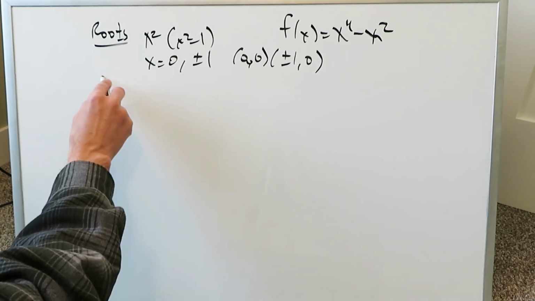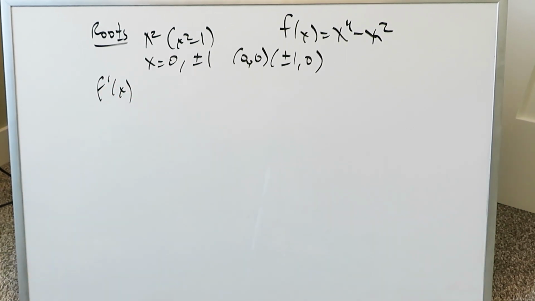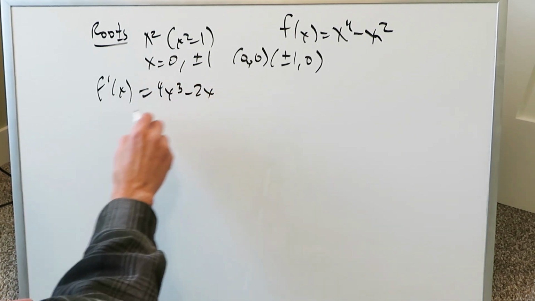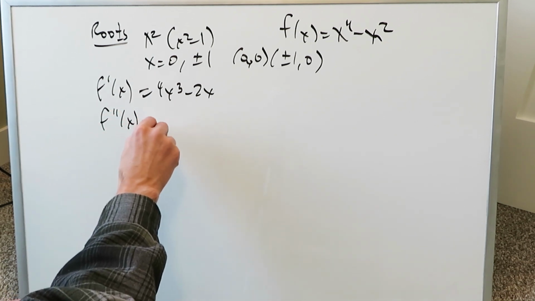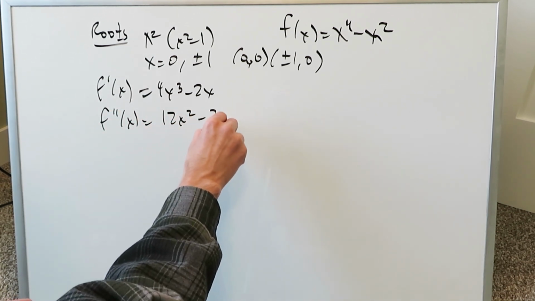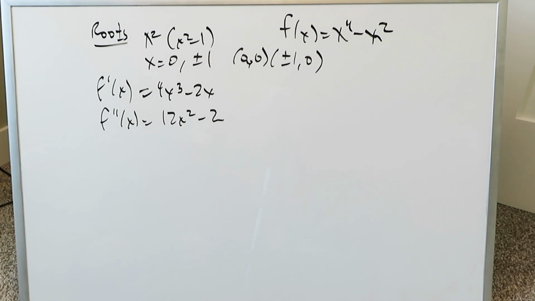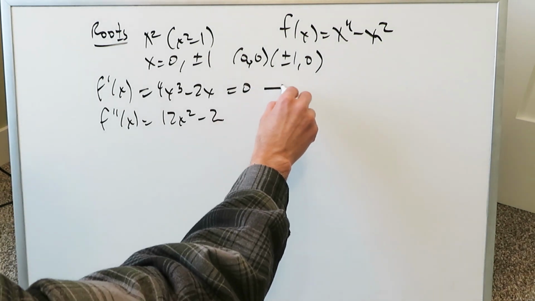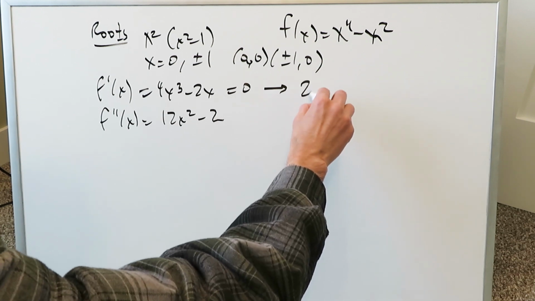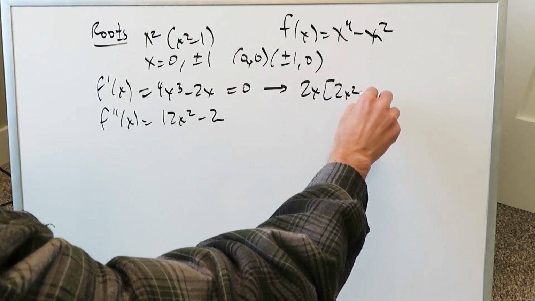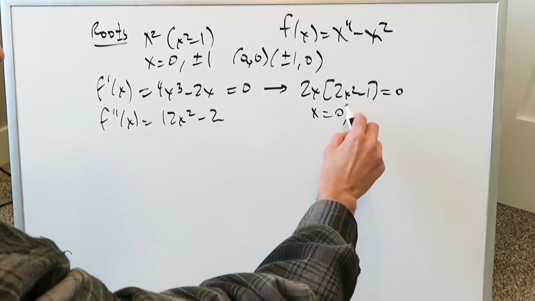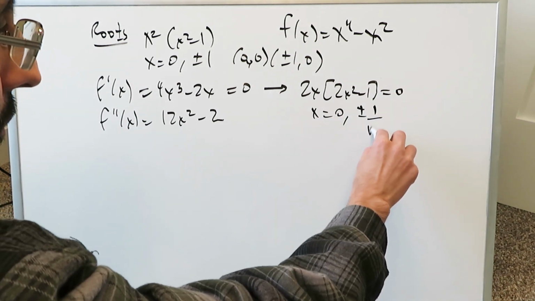Our good next step should be to determine the first order derivative. X to the 4 minus x squared yields 4x cubed minus 2x. Then the second order derivative can be done and you'll get 12x squared minus 2. You take that first order derivative and you equal it to 0. When you equal it to 0, you'll get an isolation here of 2x times 2x squared minus 1, all of that equaling 0. X is equal to 0. X is equal to plus and minus 1 over root 2.